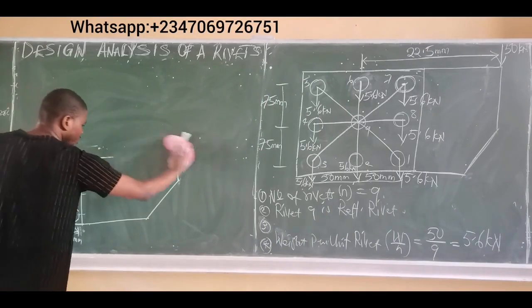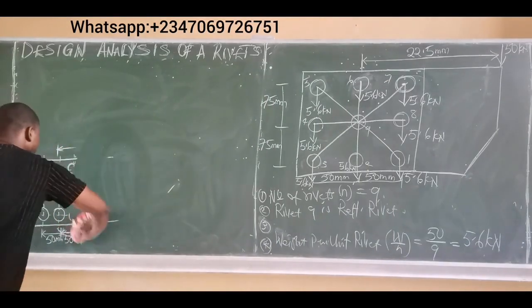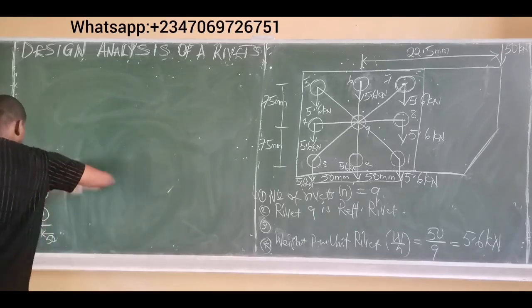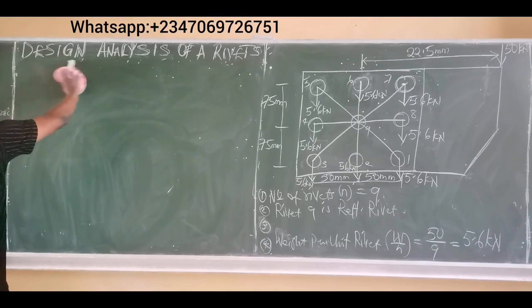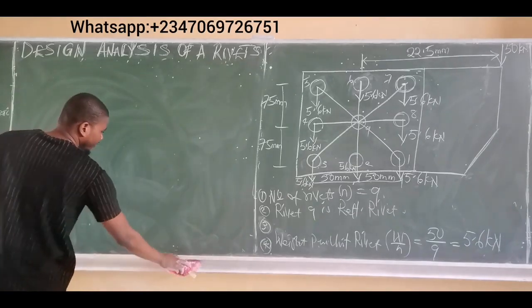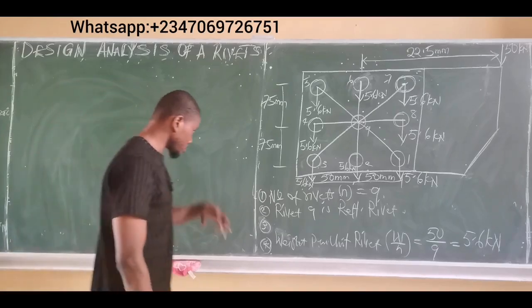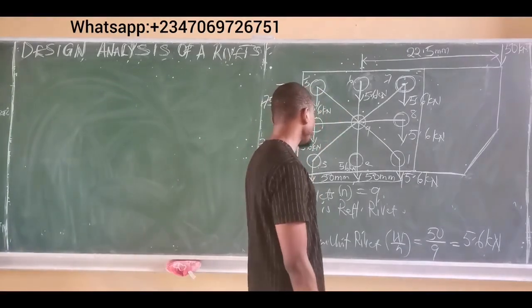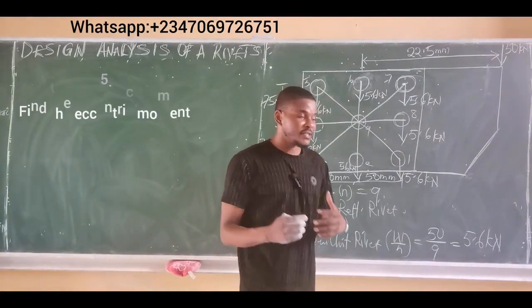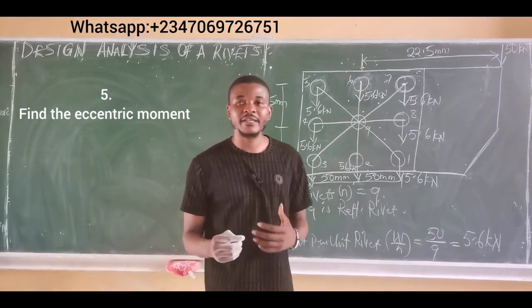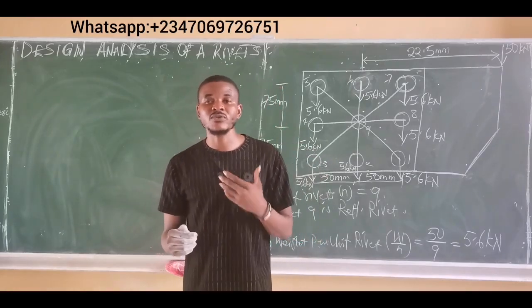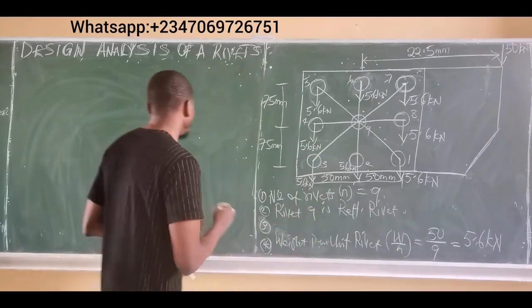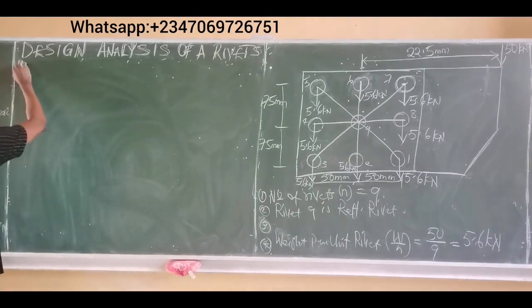So please keep the question in mind. We are to find the load carried by each of the individual rivets. Now, the fifth thing to do is to find the eccentric moment. Number 5, calculate the eccentric moment.